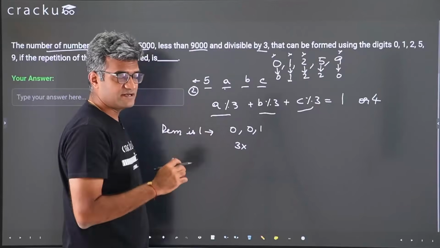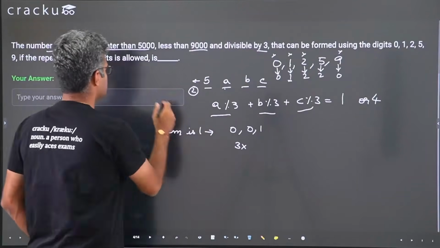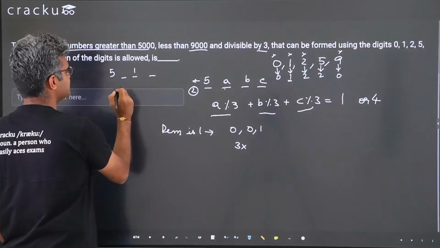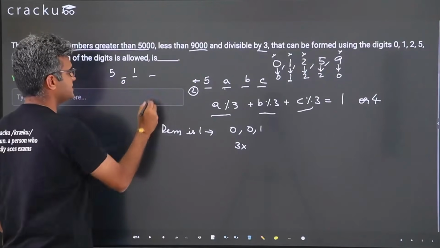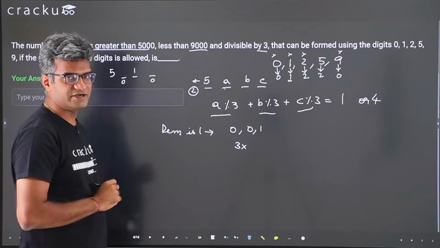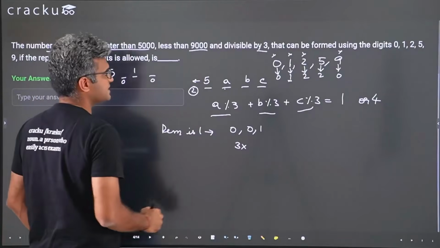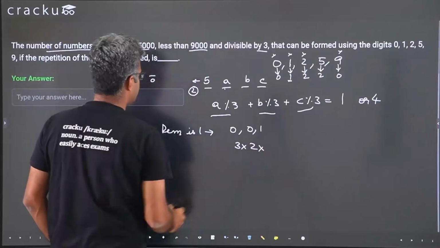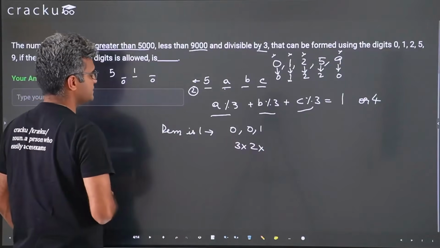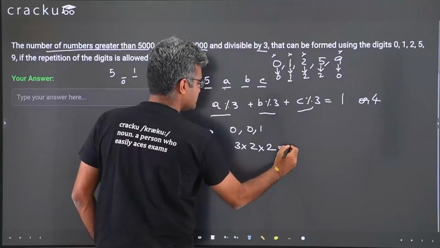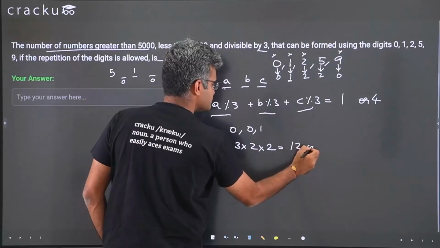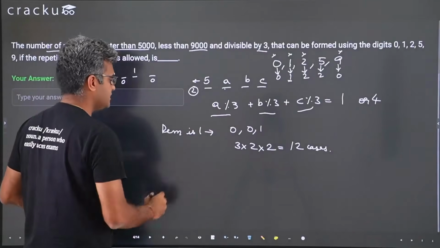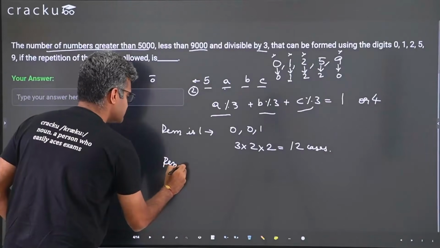Once we have selected it, let us assume that B is equal to 1. So we have that number like this, we have 5 and 1. This number should leave a remainder of 0 when divided by 3. This number also should leave a remainder of 0 when divided by 3. So this number can be selected in 2 ways. It can be either 0 or 9. And the second number also can be selected in 2 ways. It can again be 0 or 9. So there are 12 cases possible. If the total sum of the 3 remainders is 1. If the sum of the 3 remainders is 4.